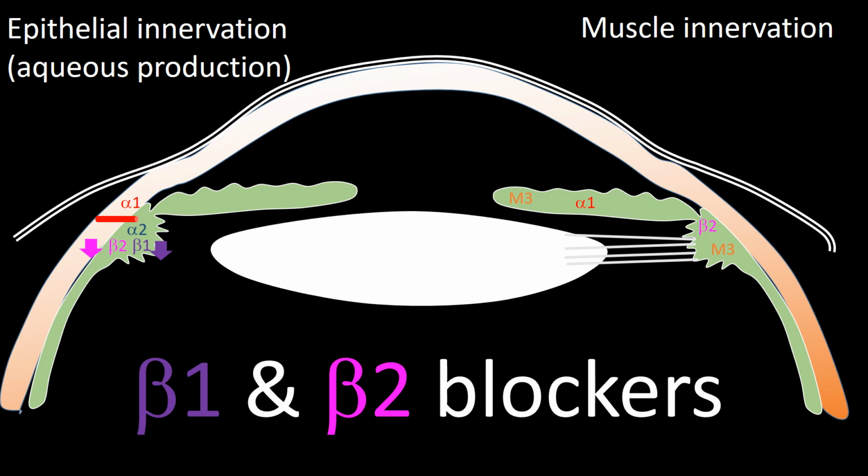The same mechanism of action is used by beta blockers. Notice that unlike alpha-2 adrenergic receptors that are only present in the epithelium of the ciliary body, beta-2 adrenergic receptors are also present in the ciliary muscle. We will go back to this point in a few seconds when we talk about the 5th mechanism of action of glaucoma drugs.